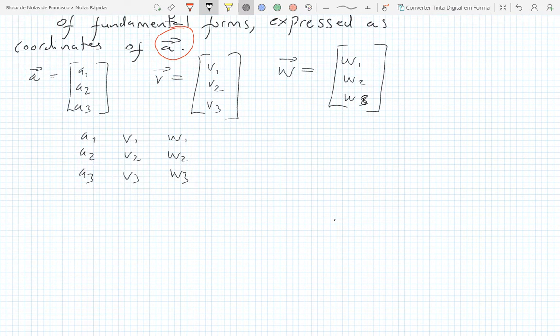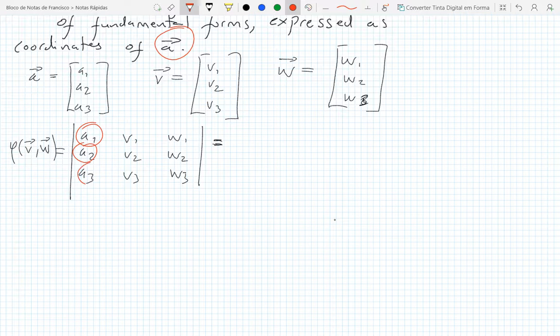So we want this determinant of phi of V and W. That's how it is defined, right? So I'm going to take the determinant in terms of A. Okay, so I'll begin here, here, and here. So I will do A1, and here it will be this one, this one, this one, and this one, right? So V2, W2, V3, W3, right?